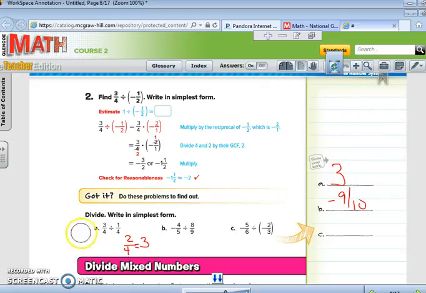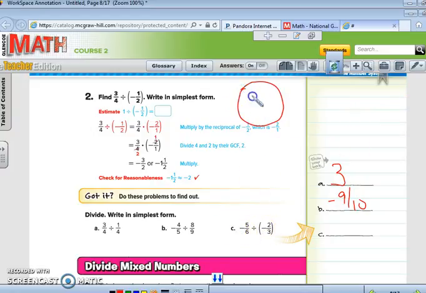Okay, next one, letter C. This time I have 2 negatives. It's kind of hard to tell, but this is a negative. Remember, if I have 2 negatives, he's asleep, so he is happy, which means my answer is going to be positive. So I'm going to keep, change, flip.